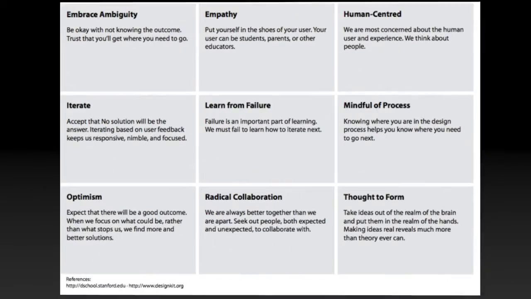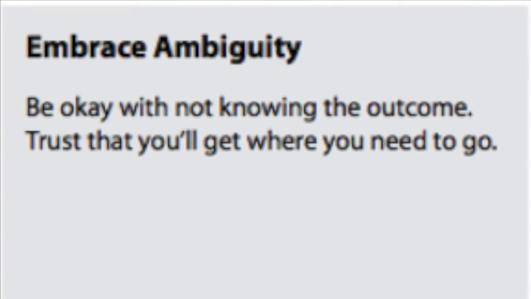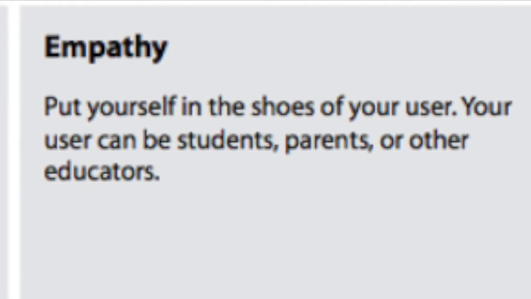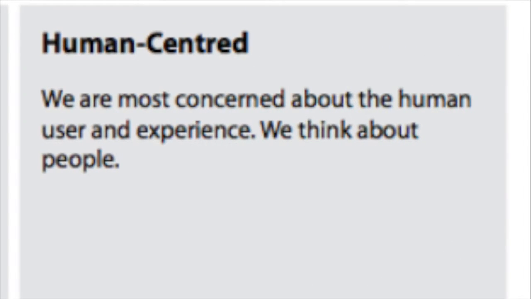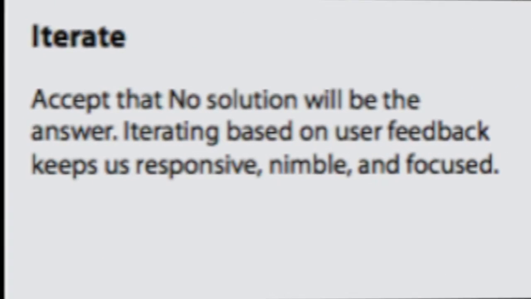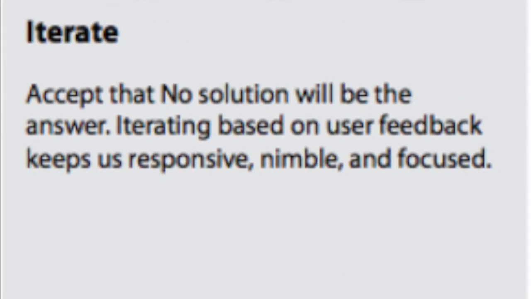Now that we know the key aspects of design thinking, we should perhaps ask ourselves which mindsets are needed to foster design thinking, or what mindsets are fostered through an internalization of the design process. Design thinking works best with those who: 1. Embrace ambiguity. 2. Exhibit empathy. 3. Center their designs around human need. 4. Iterate, or accept that no one solution will be the answer. 5. Learn from failure.